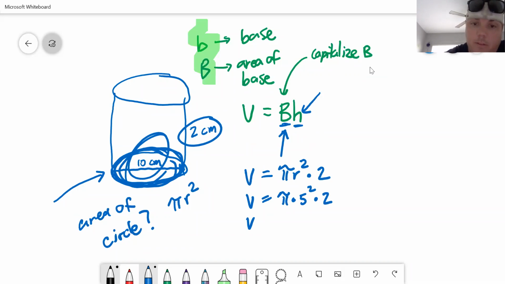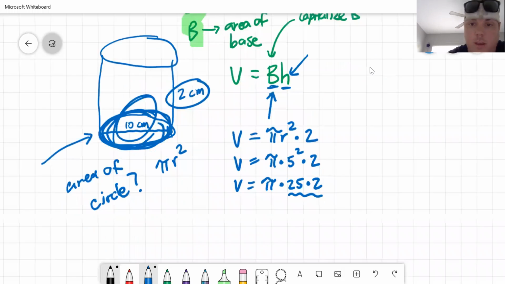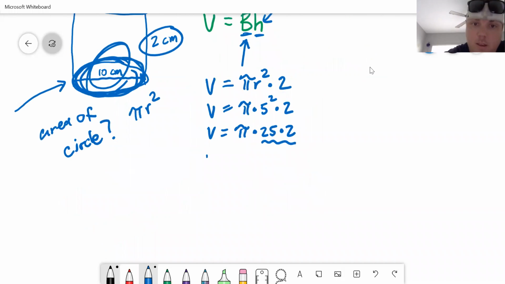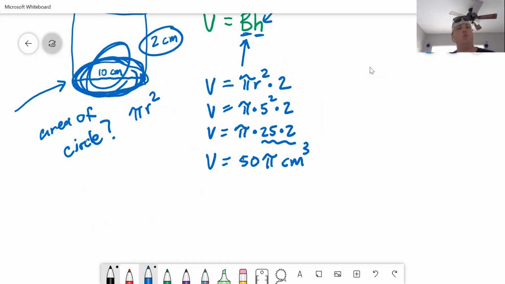And we know that 5 squared is 25. So pi times 25 times 2. And we know that 25 times 2 is 50. So 50 pi centimeters cubed. Volume is cubic units always, not square units. Square units was area. When we do volume, it's cubic units.